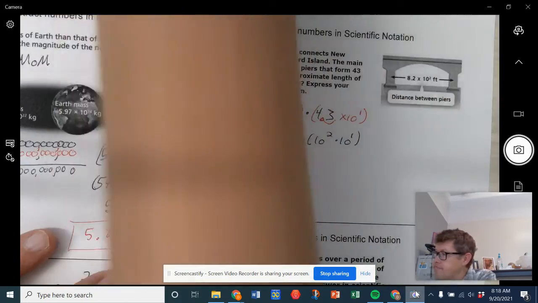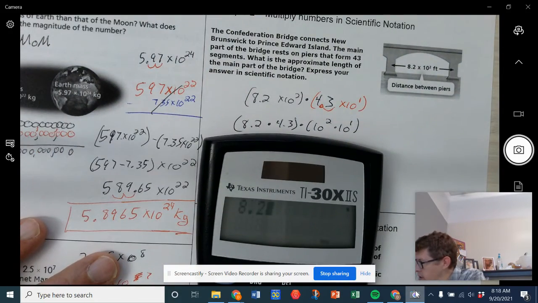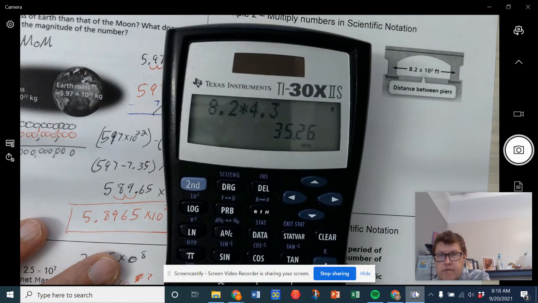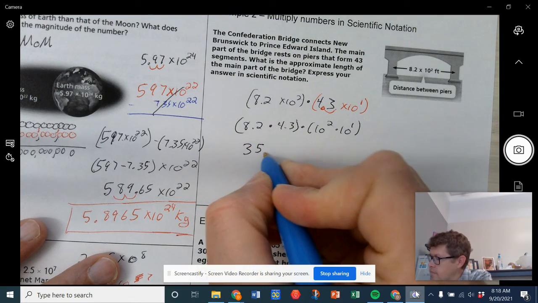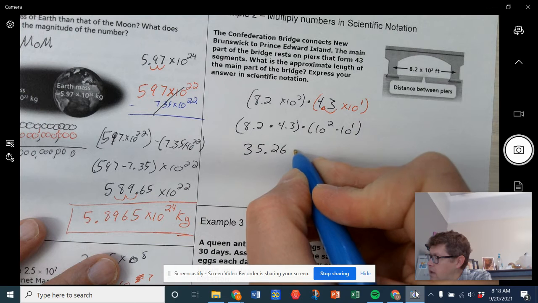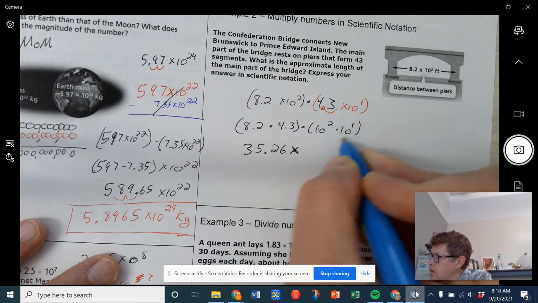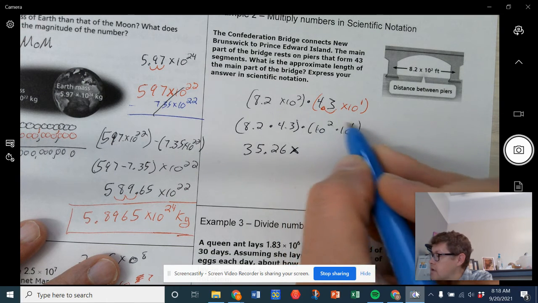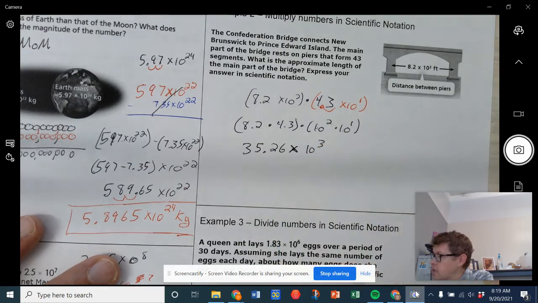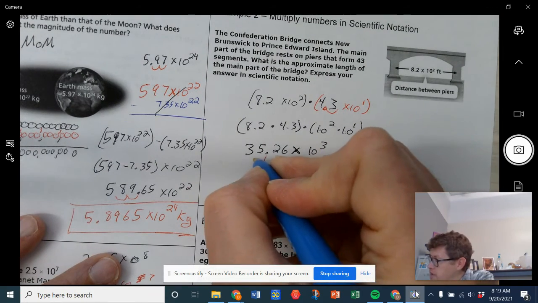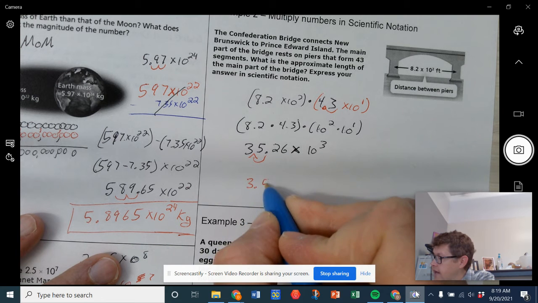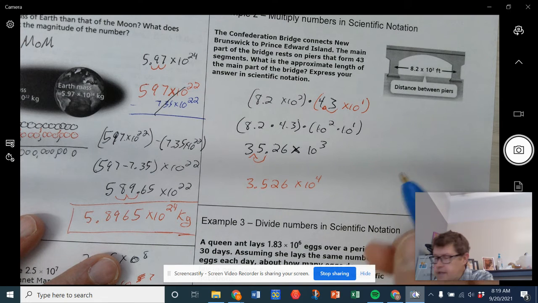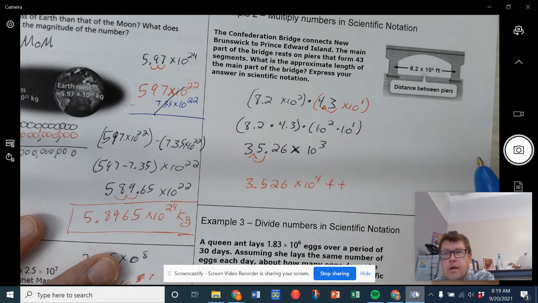What's 8.2 times 4.3? I think the multiplication is probably easiest. 35.26. And then we have our product rule happening. So we get 10 cubed. Remember, when it's the same base, different exponents, and you multiply them, you just add your exponents. So 35.26 times 10 cubed. We shift our decimal over, and we get 3.526 times 10 to the fourth feet.